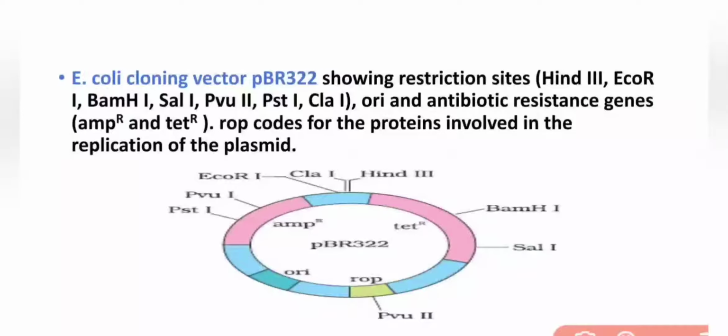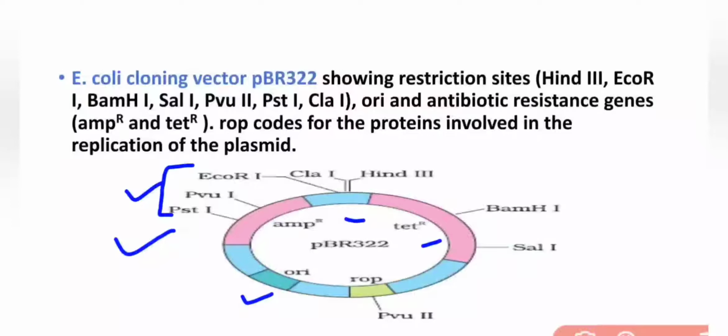This is a diagram of pBR322, which is a plasmid. It is an E. coli cloning vector, pBR322. In this diagram, you can easily see the ORI region, which is the origin of replication. Then there is a selectable marker region, which is the ampicillin resistance region and the tetracycline resistance region. Within these two regions, there are the sites for the action of restriction enzymes.